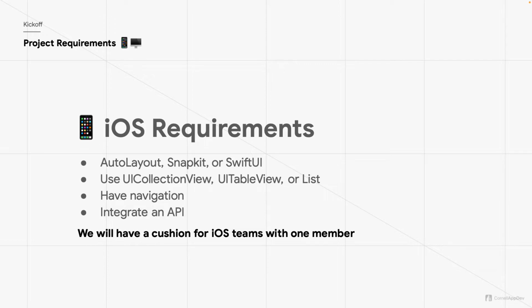One disclaimer, so some groups have one iOS member, some groups have 2 iOS members. So just to make things more chill, if you're the only iOS member on the team, we're going to be a bit more lax with the requirements, so don't worry. And if at any point you have any questions, just come to office hours and we're always glad to help. Okay?